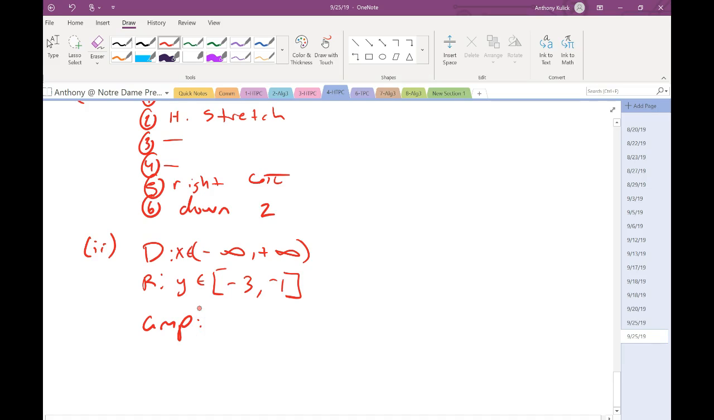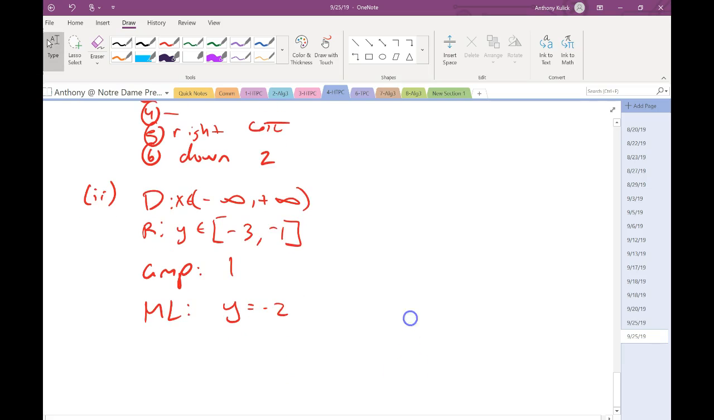How about the amplitude? One. Nice. What's that? The midline. I gotta say y equals -2. Remember, it's an equation for a line, so I need that y equals part, but -2 is correct.